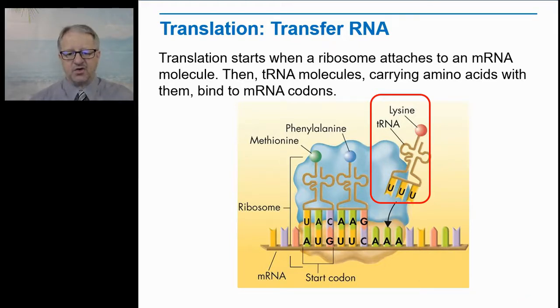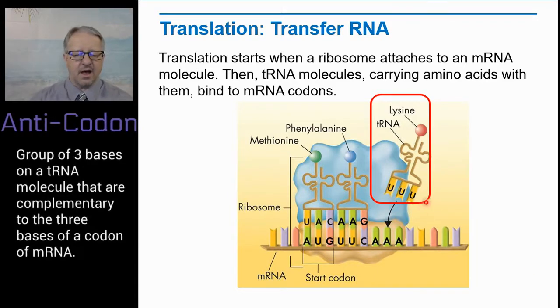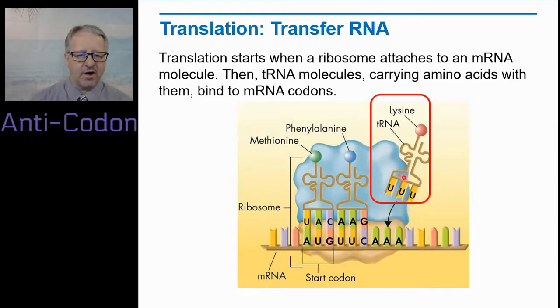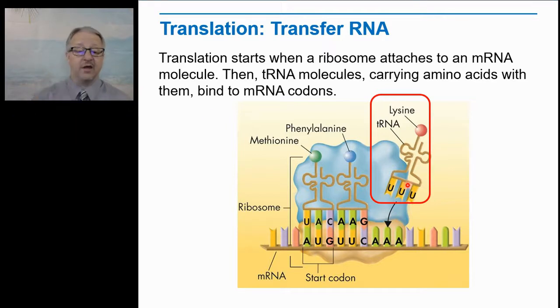Now, each transfer RNA, each tRNA, has what we call an anticodon. So it's the complementary codon to the codon that's drawing it in. But we don't call that a complementary codon. We call it an anticodon. So we have codons on the mRNA and we have anticodons on the tRNA. And those anticodons are going to match up with their complementary codons on the mRNA.